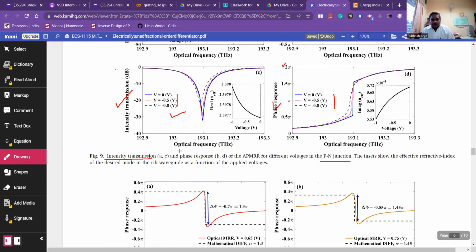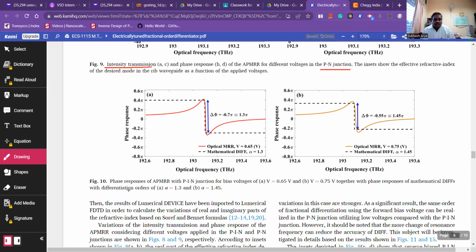So okay, for here. The third phase, which is shown here, that is figure 10, the phase response of APMRR with PIN junction for bias voltages of 0.65 volt and 0.75 volt, together with the phase response of a mathematical differentiator with a differentiation order of alpha equal to 1.3 and alpha equal to 1.45. So here we can see the optical frequency phase response.